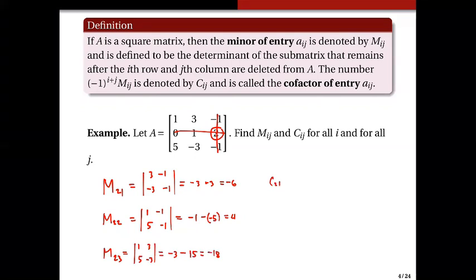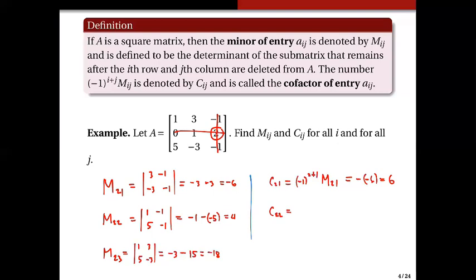For the cofactors, we have C21. For C21, we have -1 raised to 2 plus 1 times M21. But 2 plus 1 is 3, so -1 to the third power is still -1. And M21 is -6. So we have negative of -6, which is equal to +6.